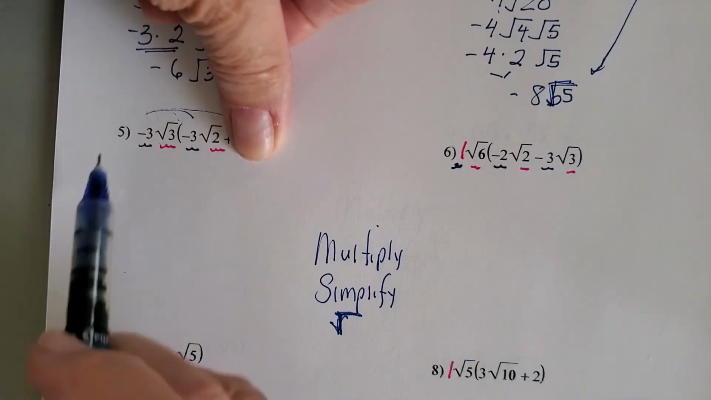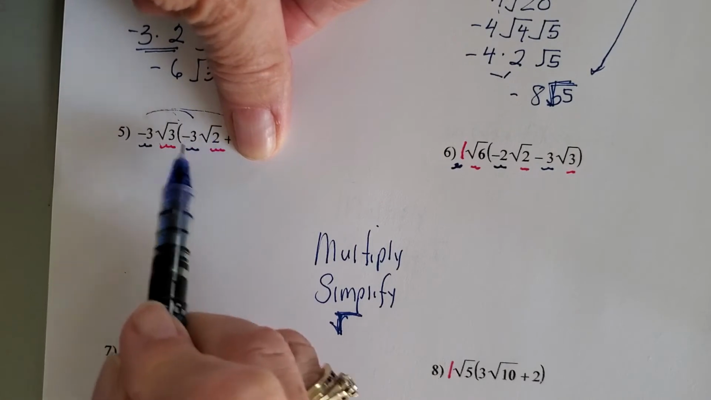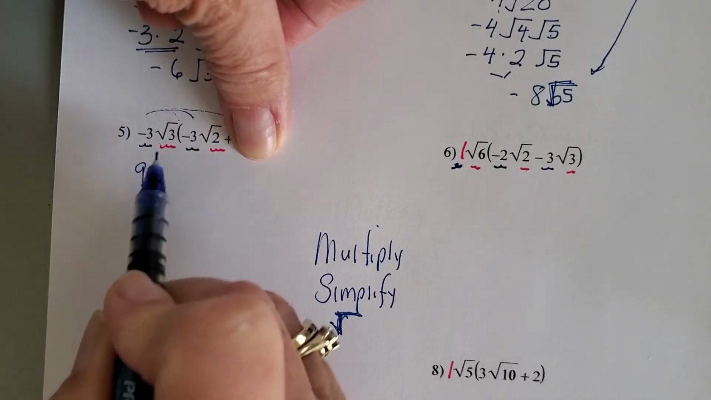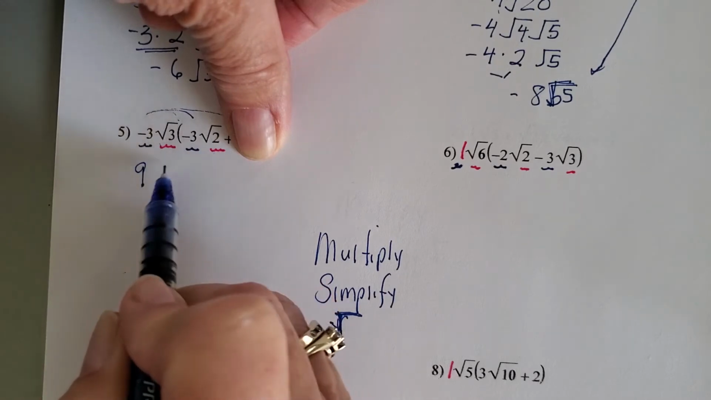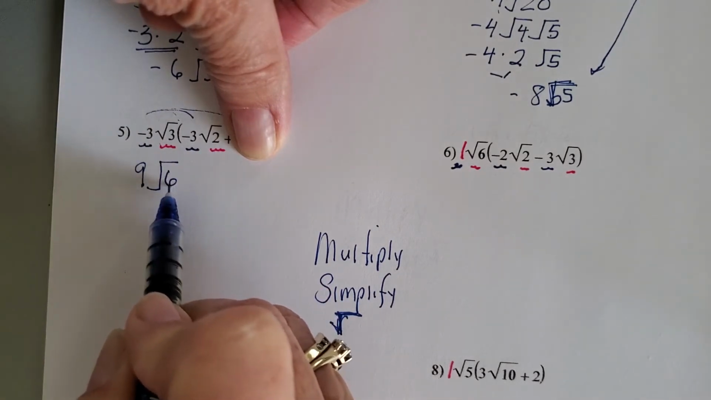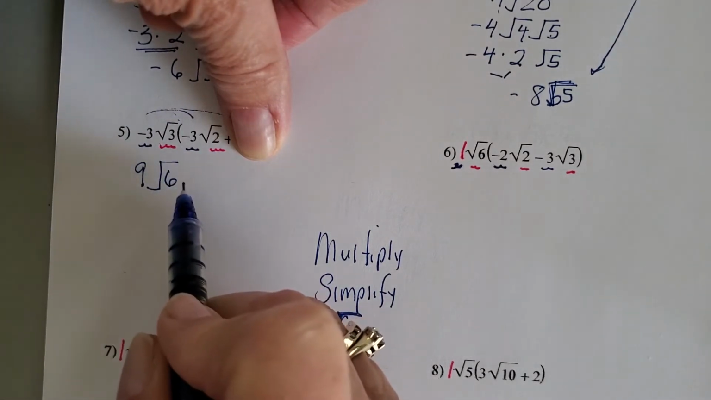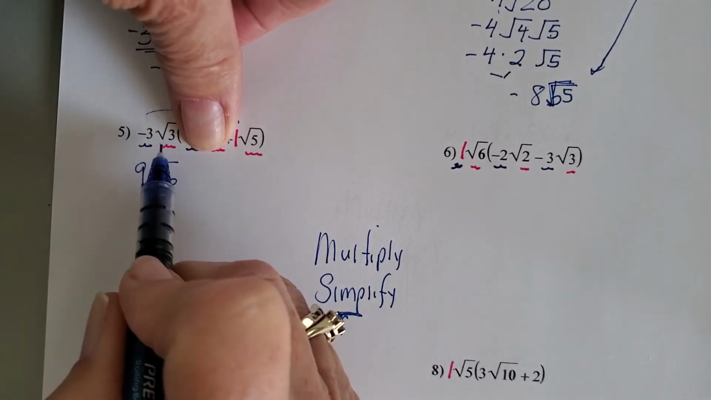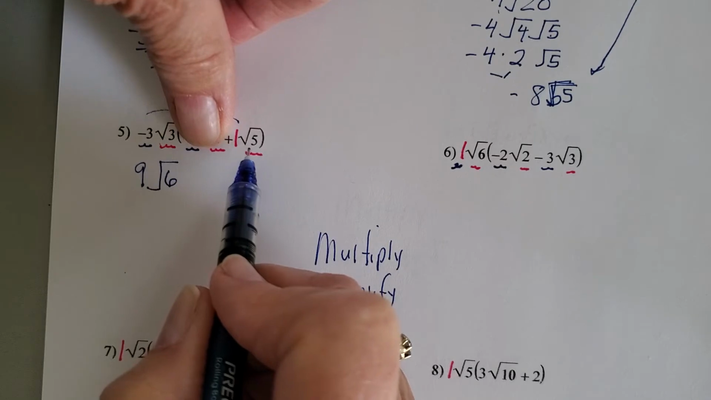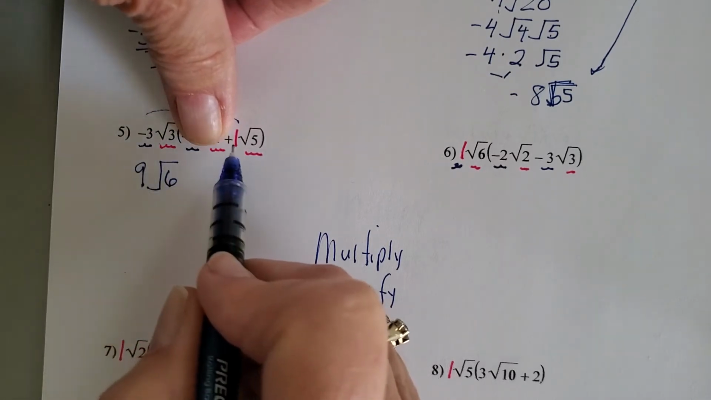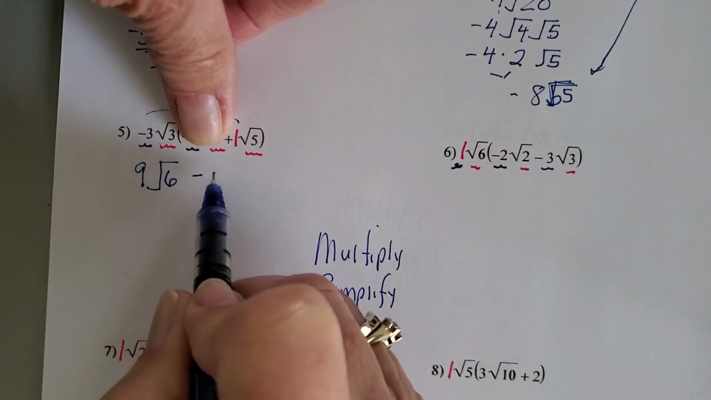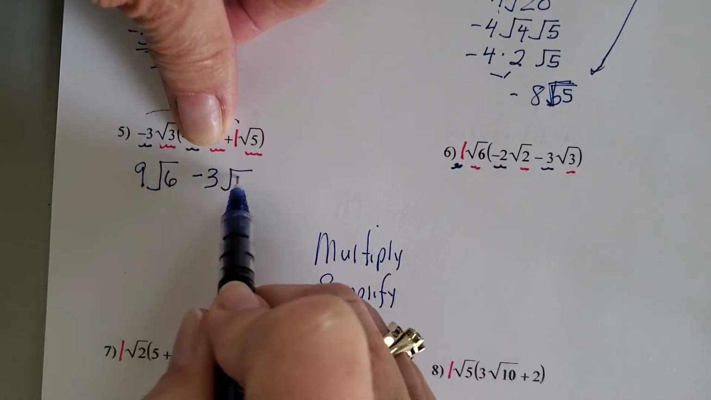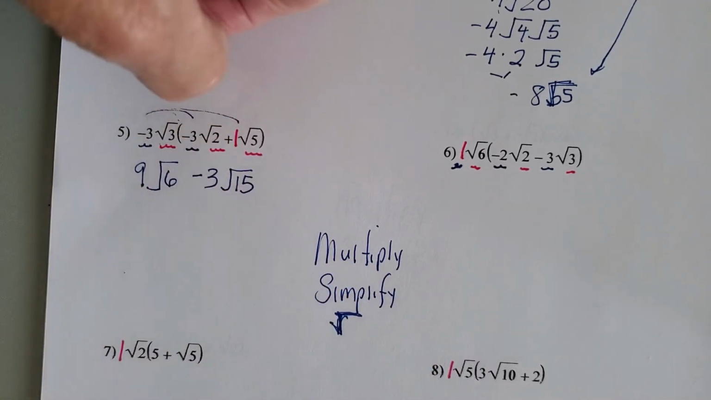Let's look at it this way. We're multiplying these two parts. So negative 3 times negative 3 is positive 9. Radical 3 times radical 2 is radical 6. Okay. And then we're going to multiply negative 3 radical 3 times radical 5. So negative 3 times positive 1 is negative 3. Radical 3 times radical 5 is radical 15.